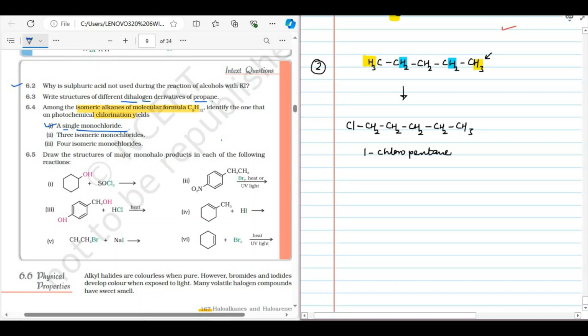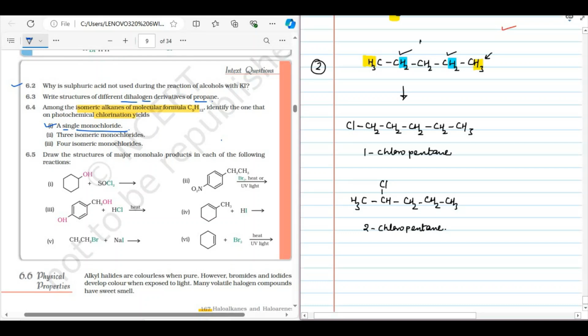Now if you replace this blue hydrogen, the secondary hydrogen, you will get the product CH3, CH, single bond CH2, here CH2, this is CH3. So this time we have replaced the secondary hydrogen. And the IUPAC name of this molecule will be 2-chloropentane. If you replace this hydrogen also, you will get the same product, 2-chloropentane.